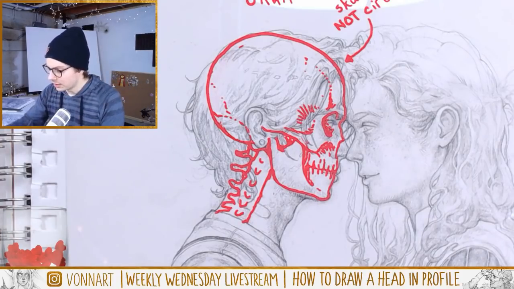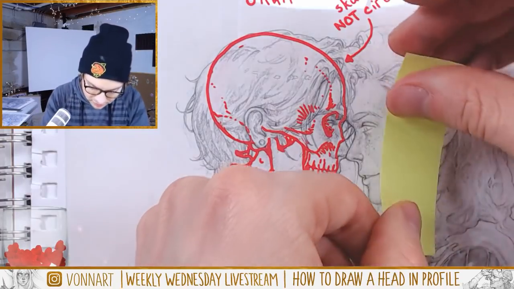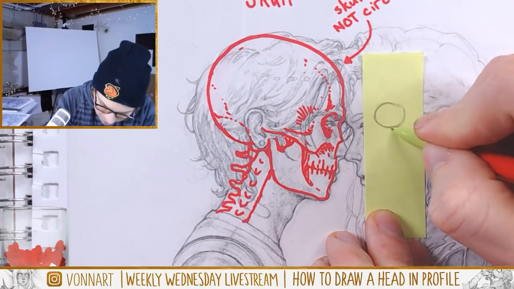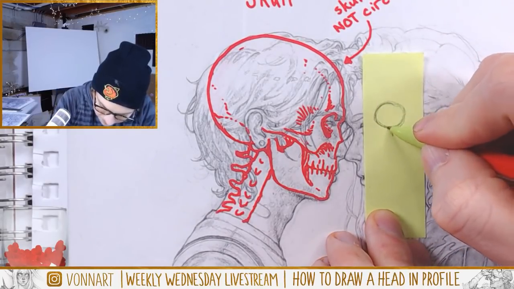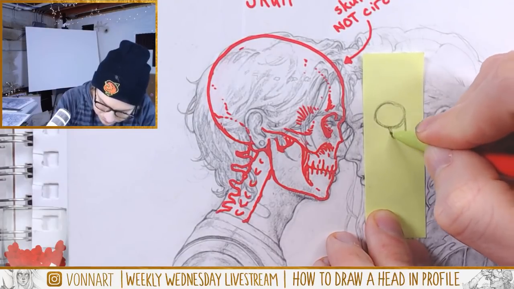So if I were to pull up, let me grab a little post-it note. If I were to look at the skull and try to simplify it, it'd be like an oval and then a boxy shape under it.